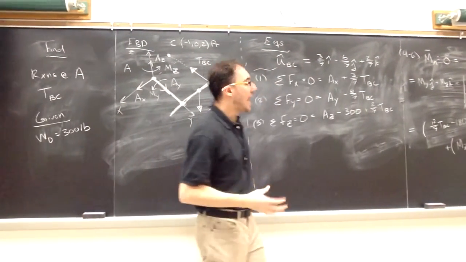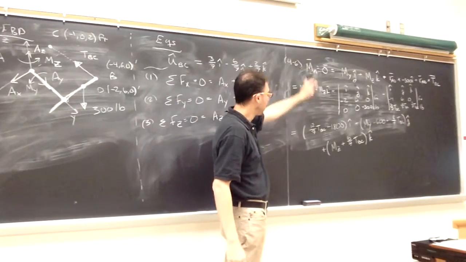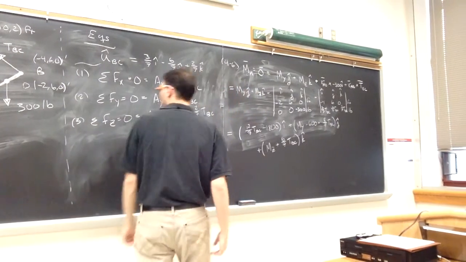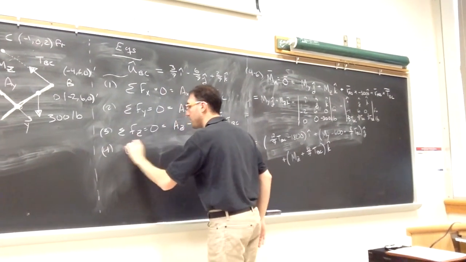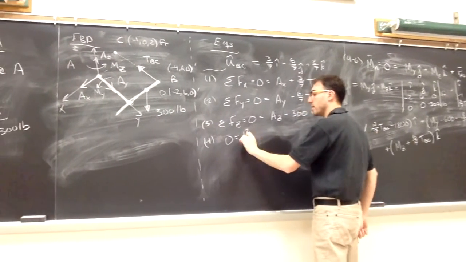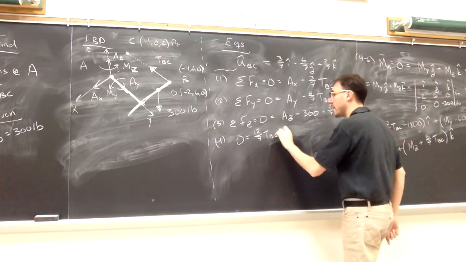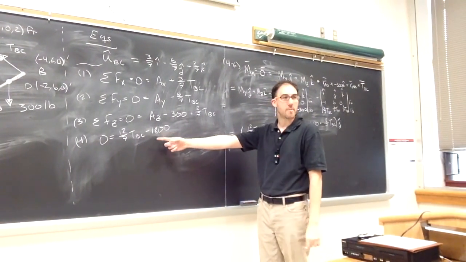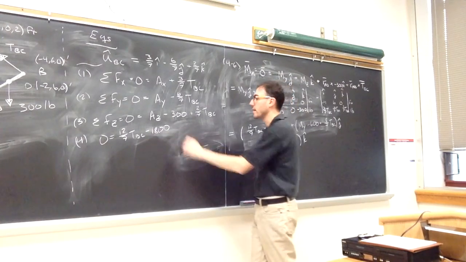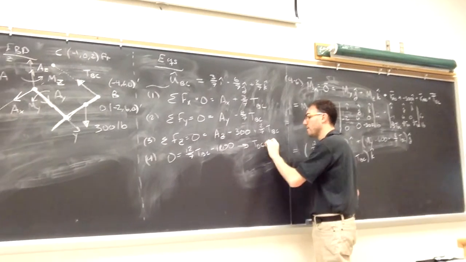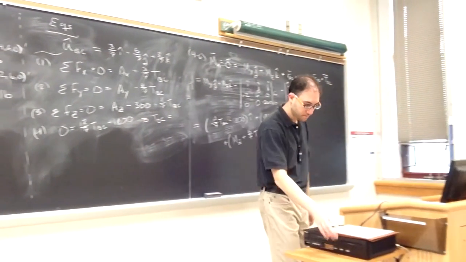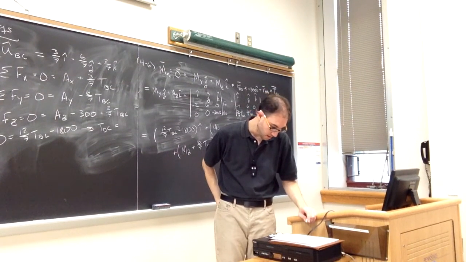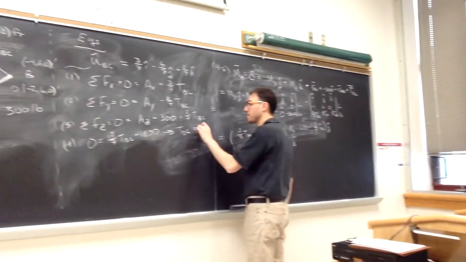As I said earlier, this is actually 3 equations in one. What I can do now is individually, each of these coefficients has to be equal to 0. So my fourth equation is going to be from this coefficient, 12/7 TBC minus 1800 has to be equal to 0. From equation number 4, the only unknown I have is TBC. So I can use this to solve for the tension in BC. And I get that TBC is going to be 1,050 pounds.